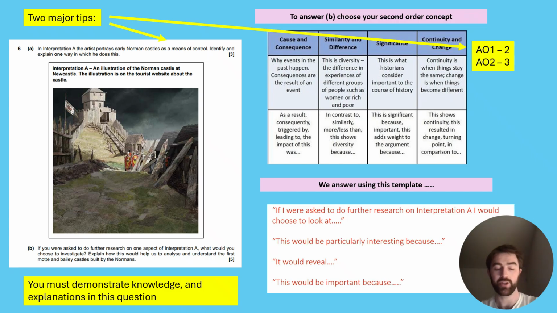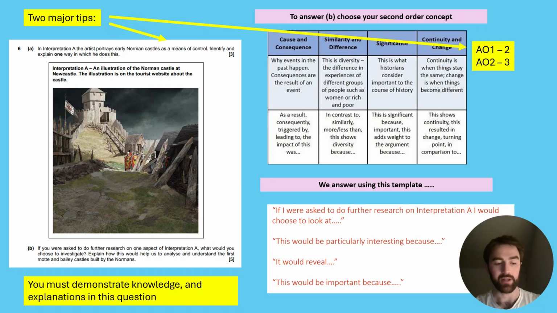Now here are 2 major tips I use when looking at the 5 markers, and I've found it makes the process of planning a 5 marker a lot easier. So firstly, we've got to be painfully aware that the mark scheme is asking for just 2 AO1, which means 2 pieces of knowledge, whereas it's asking for 3 second order concept marks, 3 explanation marks essentially. So we need to be explaining ourselves a lot more in our answers than perhaps our previous one was.